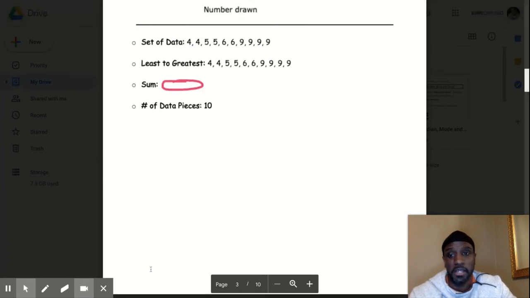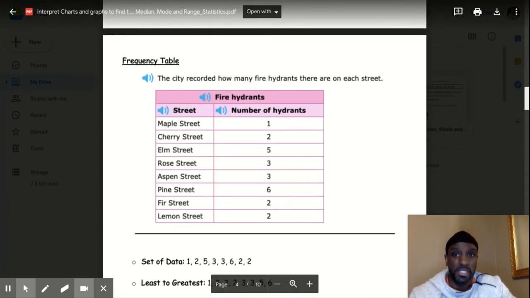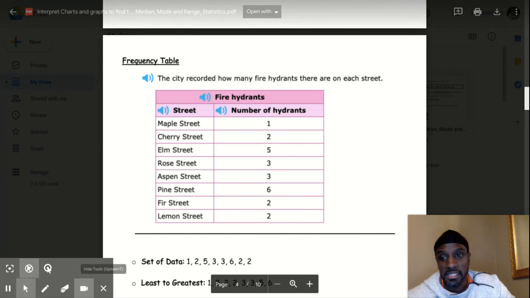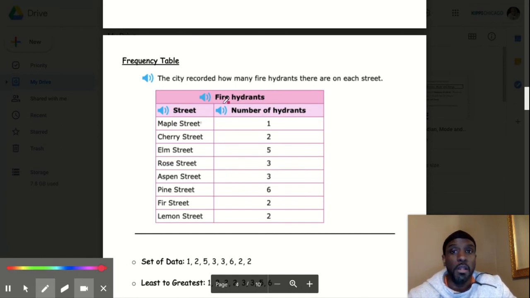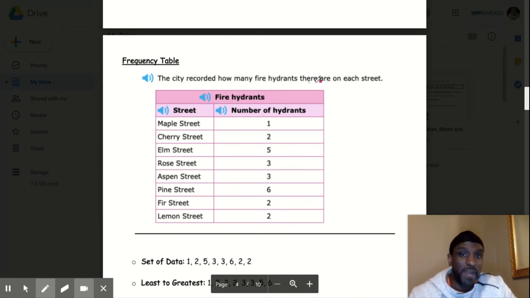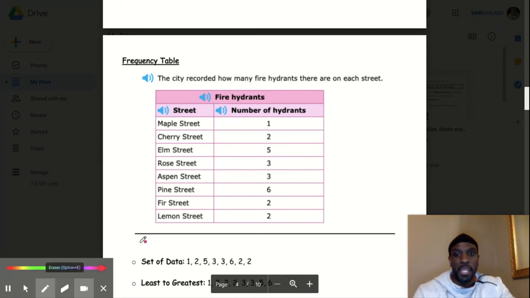Let's look at another type of chart here. This is a frequency table. Looking at this, the city recorded how many fire hydrants there are on each street. So Maple Street 1, Cherry Street 2, Elm Street 5, and you get the gist of it, okay? Now, write it all down: 1, 2, 5, 3, 3, 6, 2, 2. Bam.